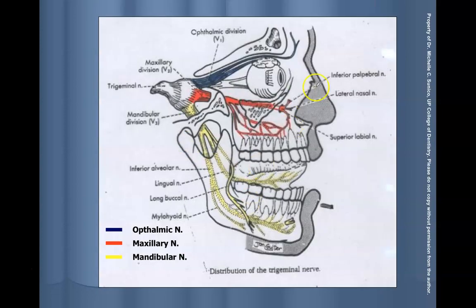Another view of this is this one. This is the semilunar ganglion, or the trigeminal ganglion, which is found at the petrous portion of the temporal bone. This is the ophthalmic nerve, the maxillary nerve, and the largest, the mandibular nerve.